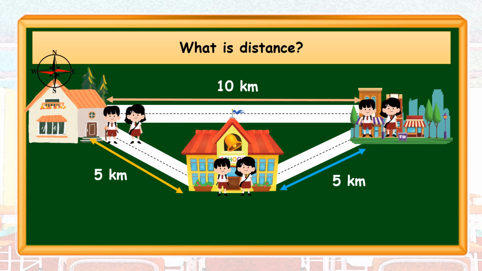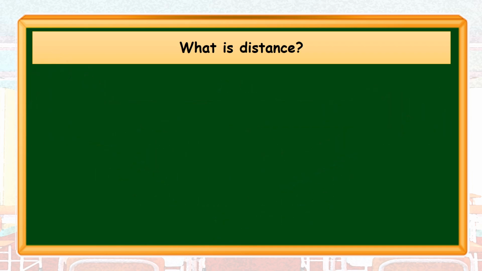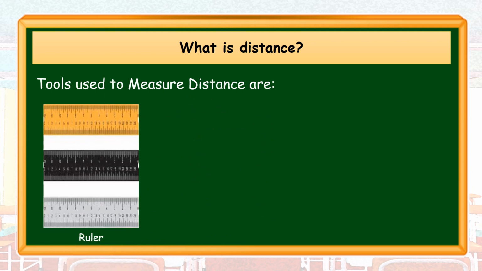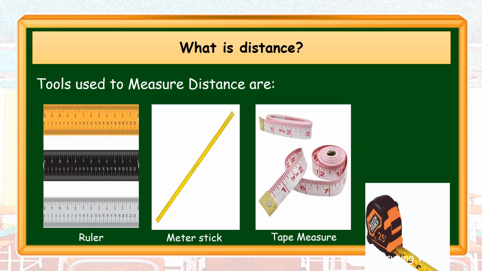How about the total distance? To solve the total distance, we can use the formula d sub 1 plus d sub 2 plus d sub 3. Let's substitute the given values. 5 kilometers plus 5 kilometers plus 10 kilometers to get the total distance traveled. The total distance traveled by Juan and Reina is 20 kilometers. The tools used to measure distance are ruler, meter stick, tape measure, and measuring wheel.